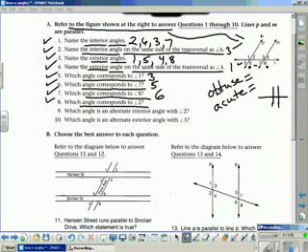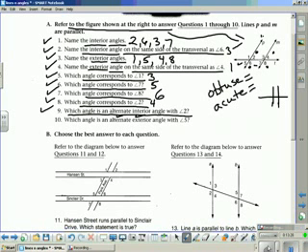Number 8. Which angle corresponds to angle 2? Come up here to angle 2. Angle 2 corresponds with angle 4. Question number 9. Which angle is an alternate interior angle with angle 2? Remember, alternate means alternating sides, interior means on the inside. So here's angle 2 on the alternating side, and on the inside is angle 7. Question 10. Which angle is alternate exterior with angle 5? Angle 5 is on the outside, on alternating sides is angle 4.